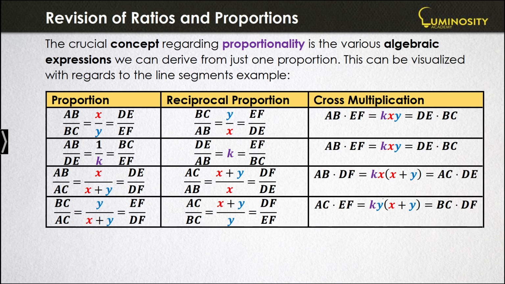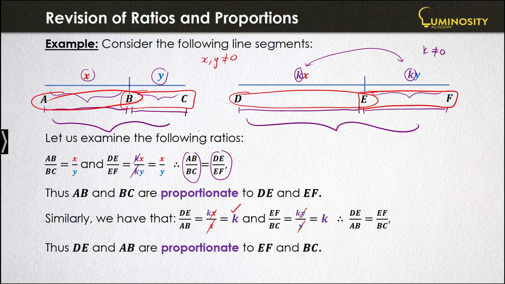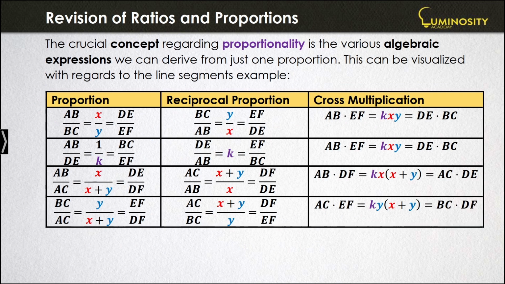The crucial concept regarding proportionality is the various algebraic expressions we can derive from just that one proportion, as we've seen before. This can be visualized with regards to the line segments example. AB over BC we saw was x over y, which is in the same proportion as DE is to EF. And you can flip it and do the reciprocal. So you can say BC over AB, which is y over x, is the same as EF over DE. You can also do cross multiplication. If I multiply AB times EF and then BC times DE, you will end up getting KXY for both, and that is in the same proportion as well.